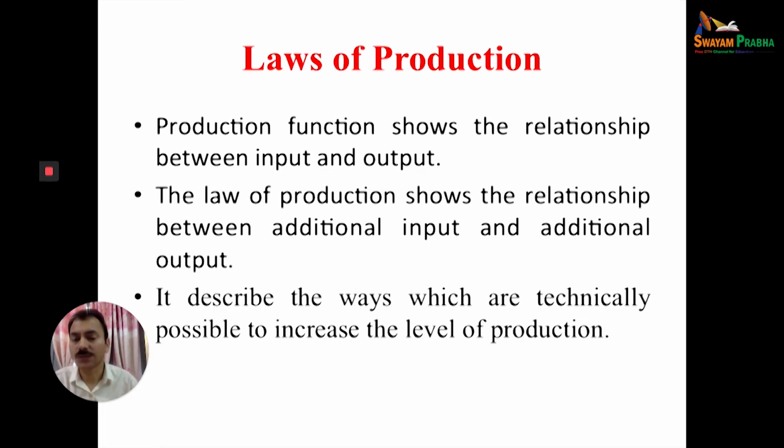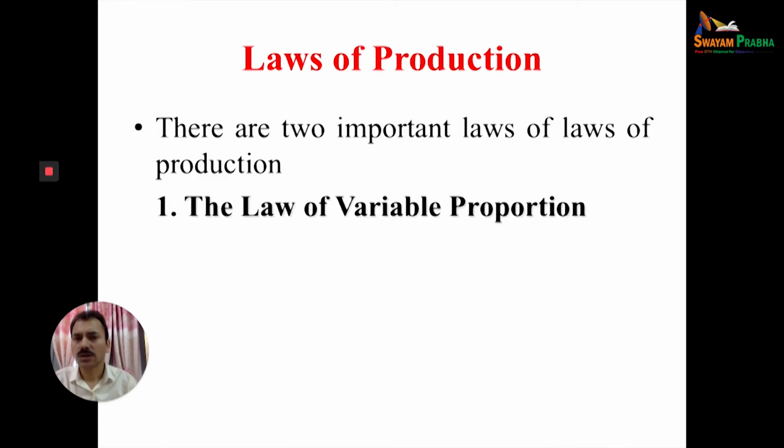It describes the ways which are technically possible to increase the level of production, how the producer can increase the production. The technically possible ways to increase the level of production are the laws of production. There are two important laws in economics. One is the law of variable proportion.